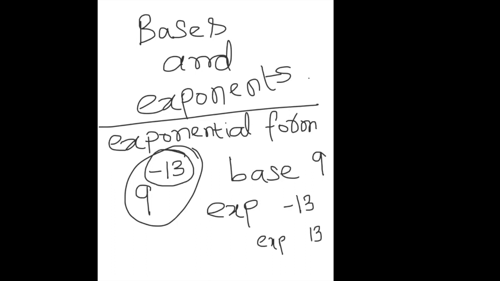Just because there is a minus sign, we should not get confused. Minus 13 is the exponent. So exponent is not 13. Exponent is equal to minus 13, negative 13. Okay. So now we have understood what is an exponential form, how to find the exponent, how to find the base. Now we will see how to find the value of the exponential form.